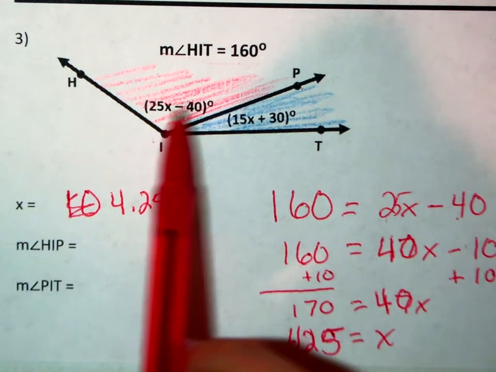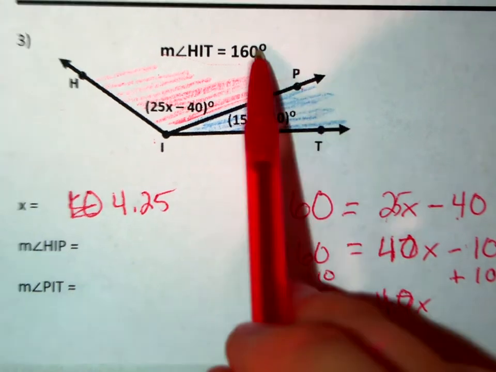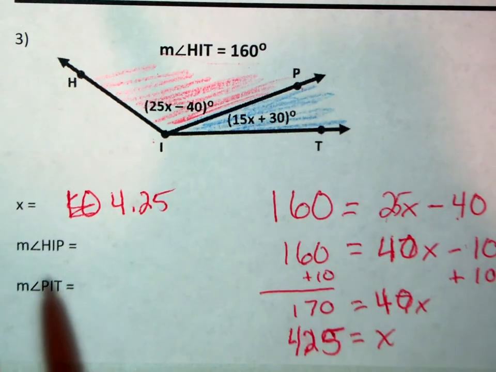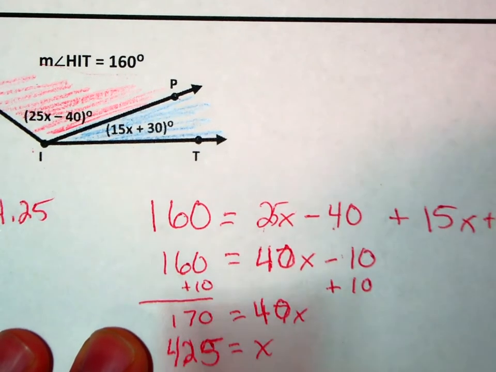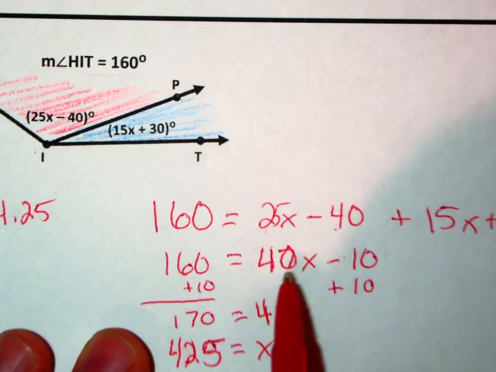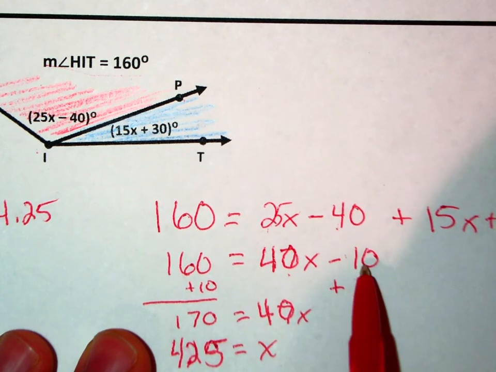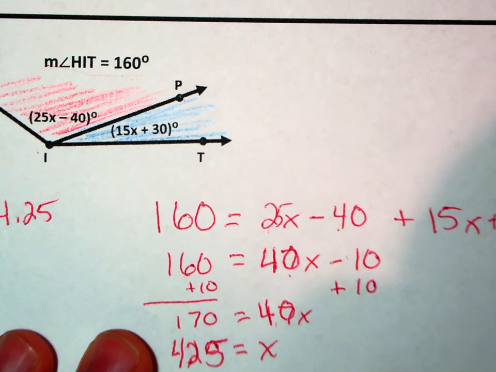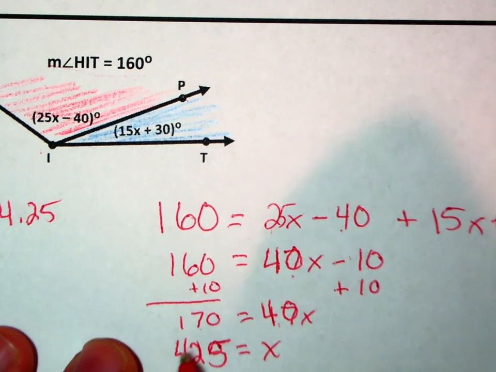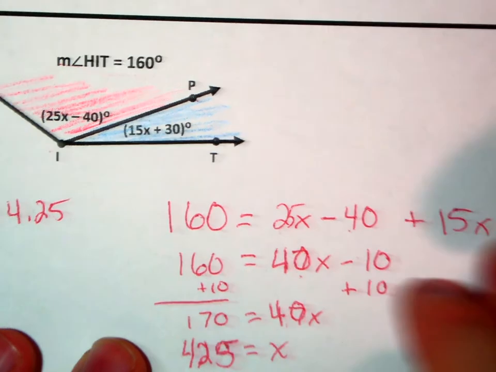So 25x minus 40 plus 15x plus 30 will add up to 160 degrees. So we can set them equal to 160. 25 and 15 will give me 40. Negative 40 and positive 30 will give me negative 10. Add 10 to both sides, and I get 170 equals 40x. Divide both sides by 40, and I get an x value of 4.25.